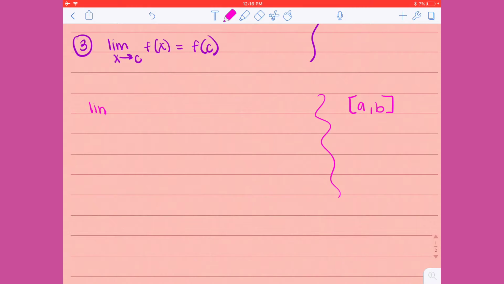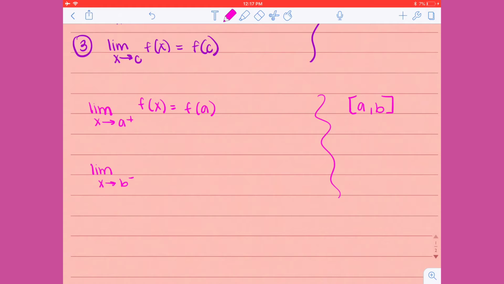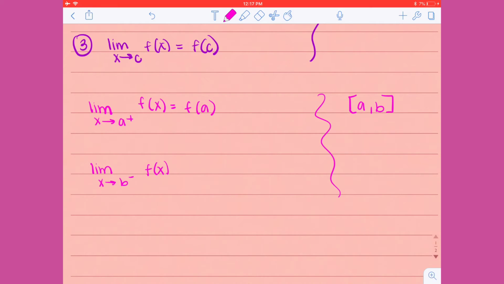So we are looking at the limit as x approaches a from the right of f of x, and that needs to equal f of a. And we are going to look at the limit as x approaches b from the left. Let me rephrase. The limit as x approaches a from the right of f of x equals f of a, and the limit as x approaches b from the left of f of x has to equal f of b. If this is true, then you are continuous on the closed interval. So the key here is looking at the closed interval.